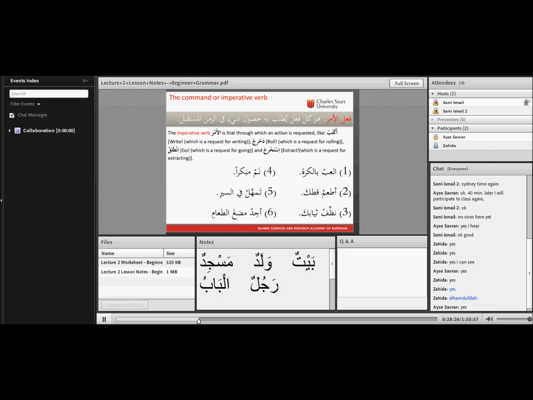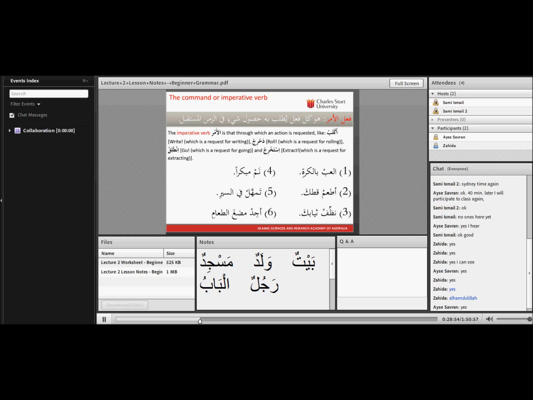So what's important to remember in the command verb is that generally, now obviously there are exceptions, but generally command tense verbs, if you notice, they all end with a sukun. Okay? So let me just use a different color. Okay, so I'm just going to highlight the command tense verbs.